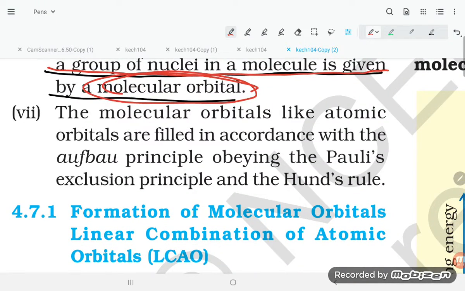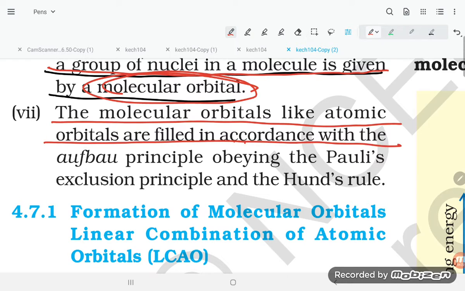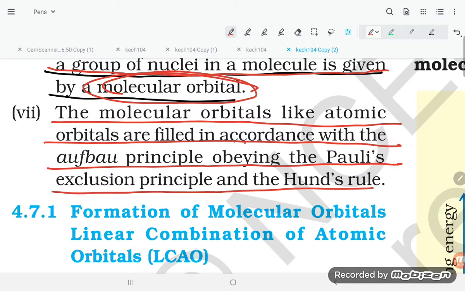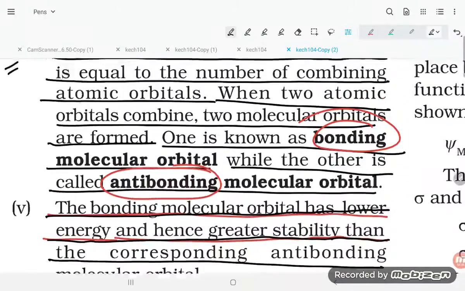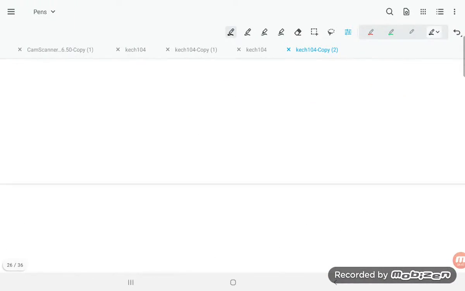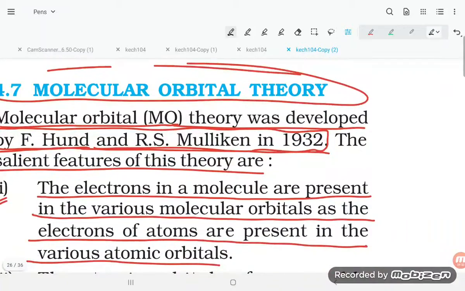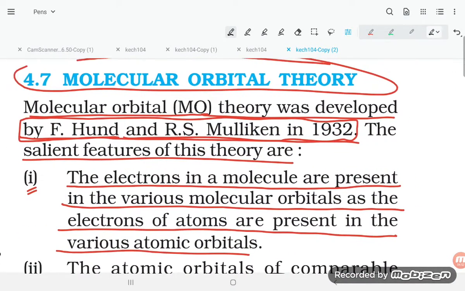Now the next point they are saying: the molecular orbitals, like atomic orbitals, are filled in accordance with the Aufbau principle, obeying the Pauli exclusion principle and Hund's rule. So the same methods are there for the filling of electrons in the molecular orbital, just like the atomic orbital. And the rules governing it are the Aufbau rule, Pauli's rule, and Hund's rule. So this is all about molecular orbital theory.